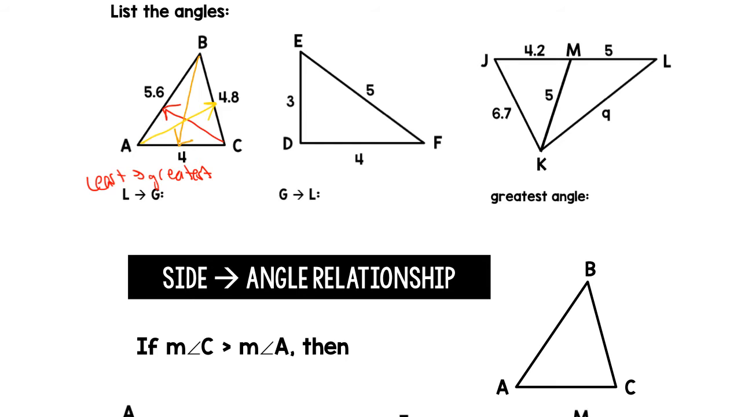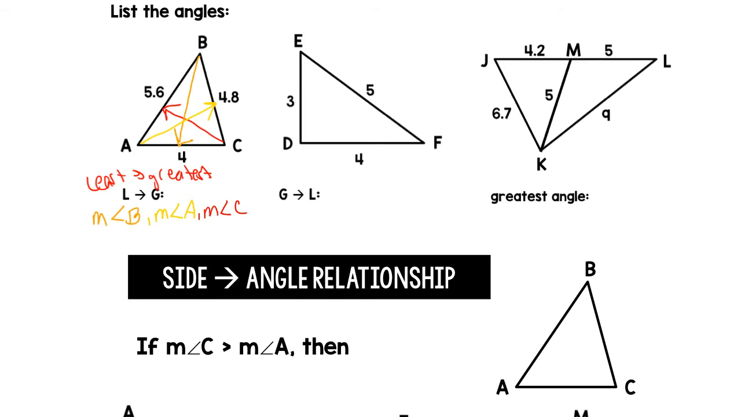All right, so the smallest side goes with the smallest angle. So the smallest side is 4, side AC, and that goes with angle B. So that means the measure of angle B is the least. The next smallest side is 4.8, and that's BC, and that corresponds with angle A. So the measure of angle B goes first, and then the measure of angle A. And then last but not least is the measure of angle C. So you find the side and the angle that are related, and then you compare the sizes of all the sides.